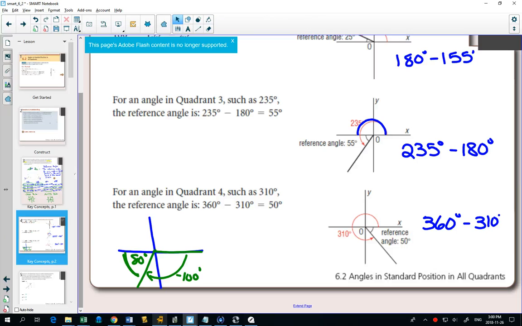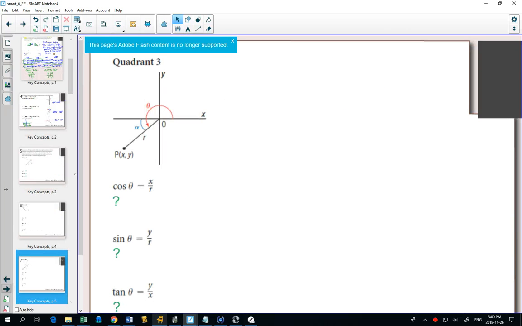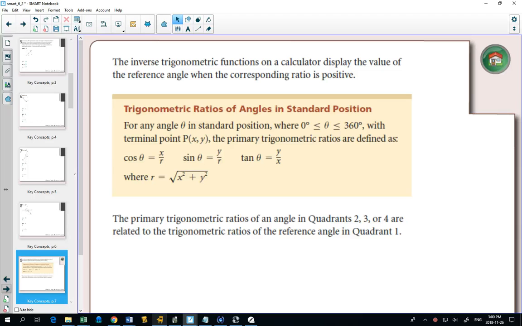So let's go to one other topic. We're going to skip this next little bit and go to this topic here. Trig ratios.